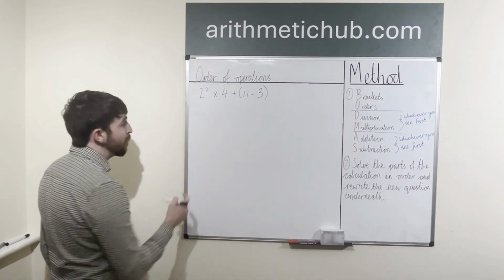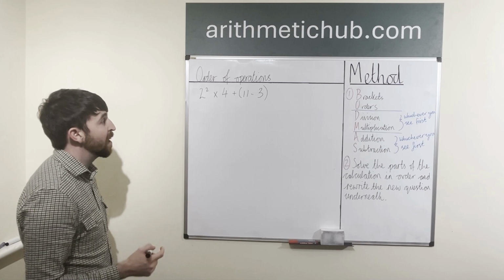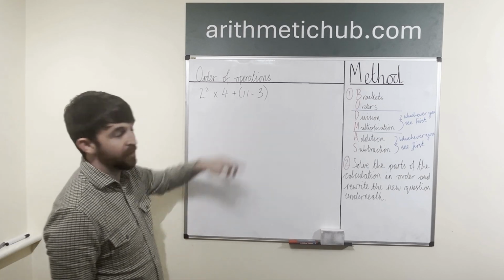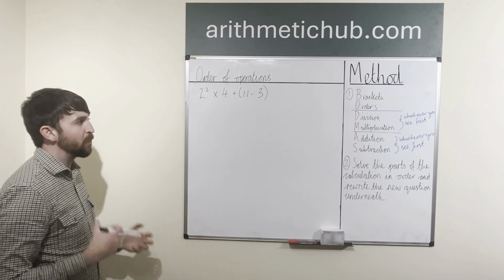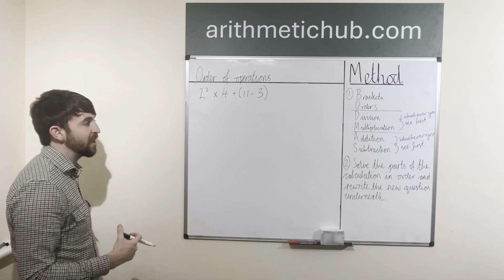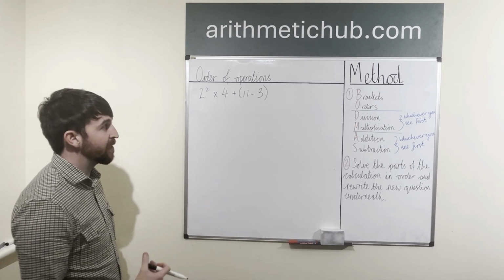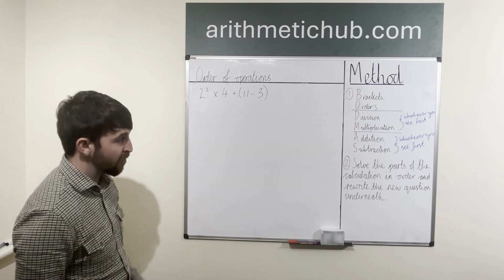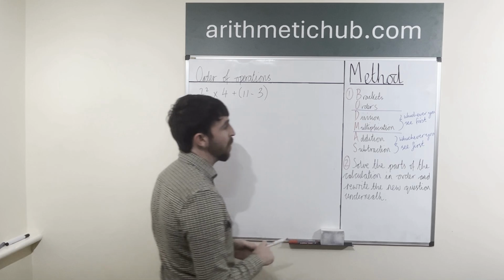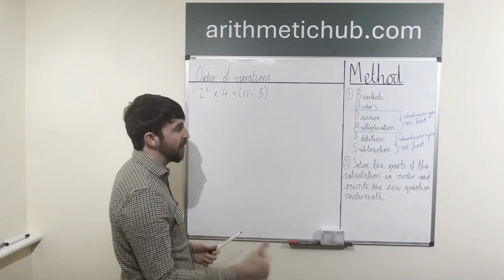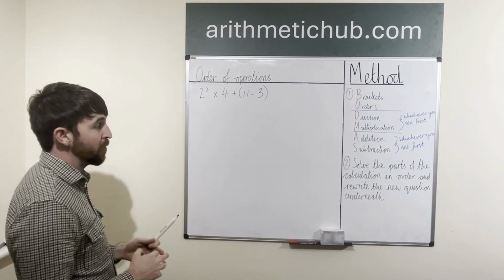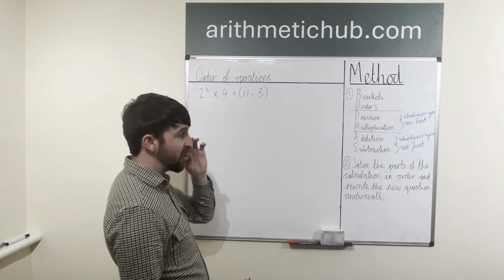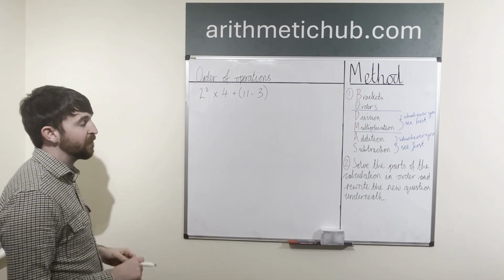Okay, so now we've got a question that looks like this. 2 squared multiplied by 4, add 11 minus 3 in brackets. Okay, so now when we're looking at our order of operations, we need to think, right, okay, we've got some more things to think about here. We've got something that's squared, and we've got some brackets, okay? So, to refresh ourselves on what the order of operations are, brackets first, then orders, then we do division and multiplication, whichever we see first in the question, and then we do addition and subtraction, whichever we see first.